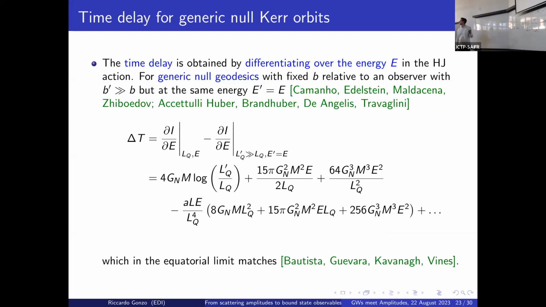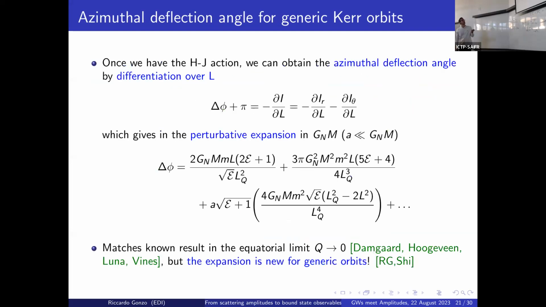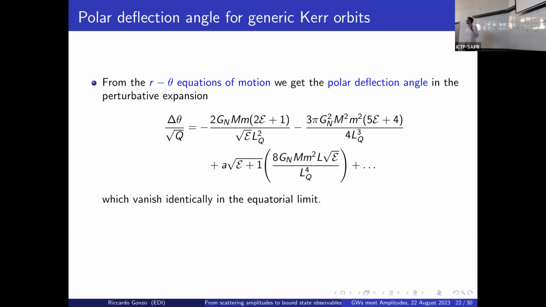Yeah, so you had a formula for delta phi in terms of derivatives of the actions. What about delta theta? It's only derived from the equation of motion. Yeah, it's the relation. I think that's something like this.